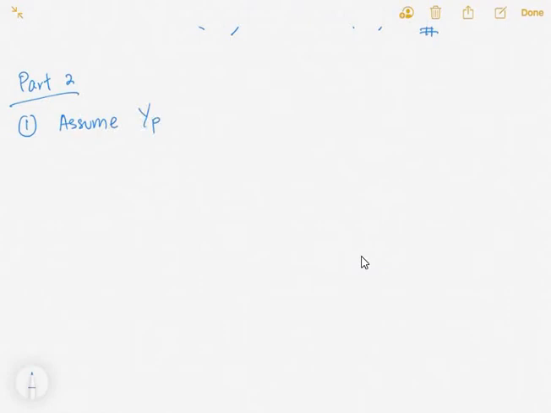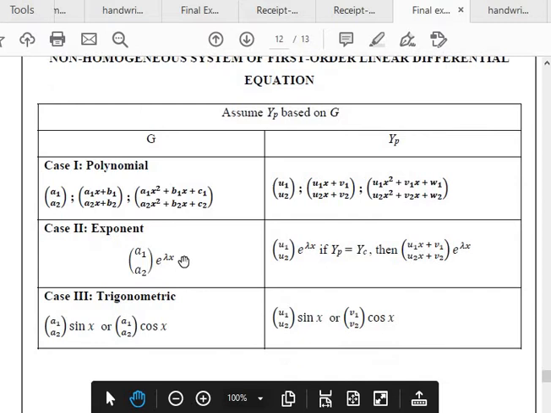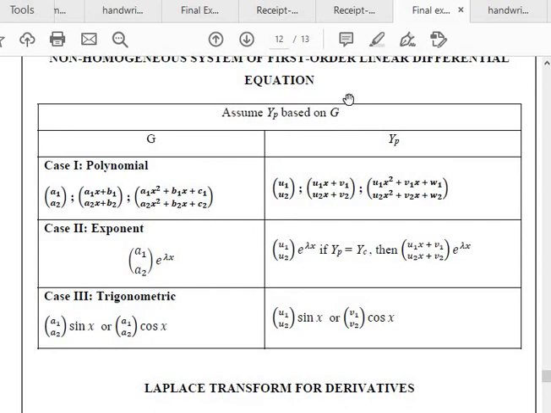What is your g value? From the question, g is negative 6 exponent negative 2x and 2 exponent negative 2x. And then you need to assume. You need to refer to a table, which you can refer to on page 79. You need to assume the y_p based on the g value. So in this case, is it case 1, 2, or 3? Yes, it's the exponent case.